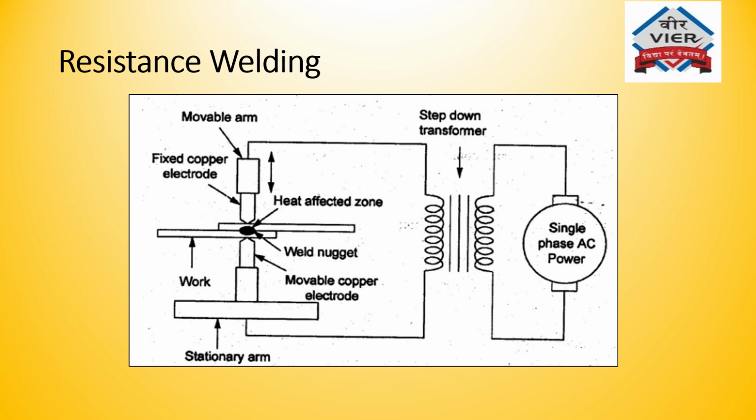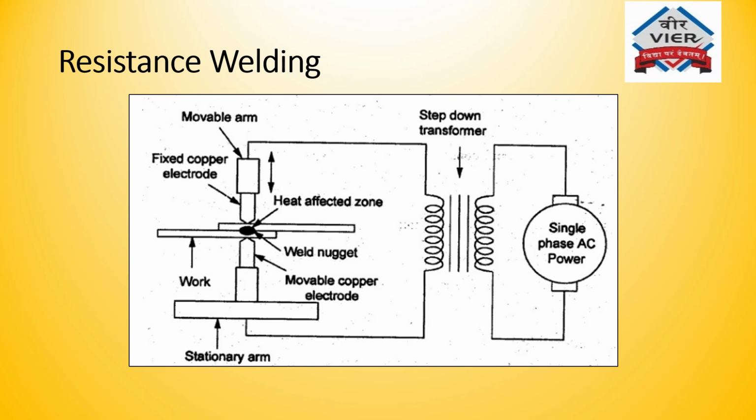This is the schematic diagram which represents resistance welding. You can see the step down transformer. The step down transformer is used to get high ampere current and low voltage. So it will supply a high amount of high ampere current.